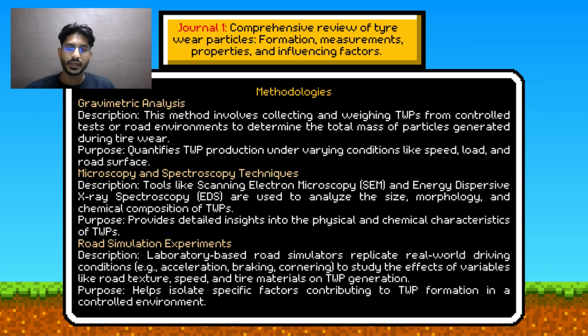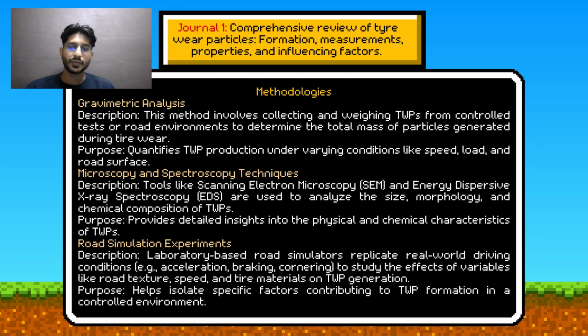The first point is gravimetric analysis. This method involves collecting and weighing TWP from controlled tests or road environments to determine the total mass of particles generated during tire wear. The purpose is to quantify TWP production under varying conditions like speed, load, and road surface.